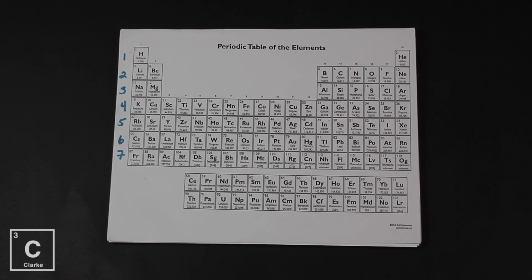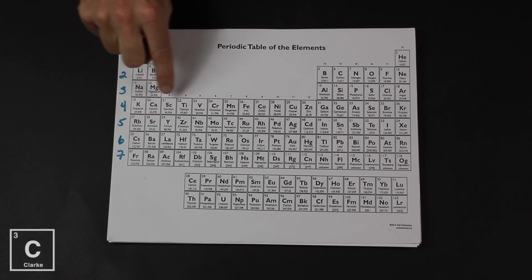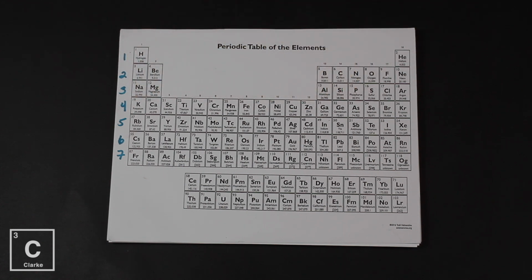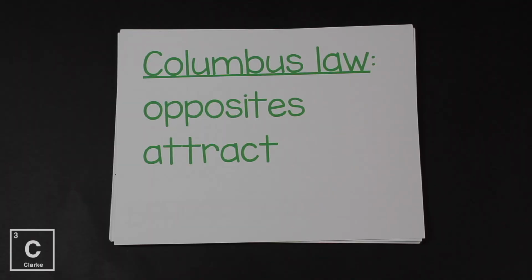At first glance, that doesn't make sense because as we go across the period, the atomic number gets bigger and bigger and bigger, which means we're adding more protons, we're adding more neutrons, we're adding more electrons. Shouldn't the atoms get bigger? Why are they getting smaller? The more positive protons you add and the more negative electrons you add, that atom just gets tighter and tighter and tighter as those opposite charges just pull on each other, making a smaller atom. And this is due to Coulomb's law, which says opposites attract.